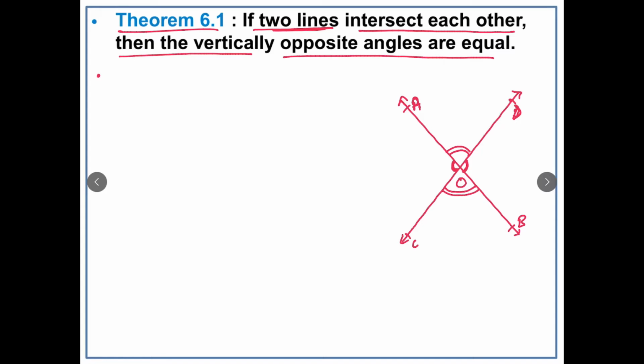Whenever we are to prove any theorem, we'll prove it in three steps. The first one is we'll write the given parts, whatever information is given in the statement of the theorem. The statement of the theorem says if two lines intersect each other, that means it is talking about two lines. We have assumed those lines as AB and CD.